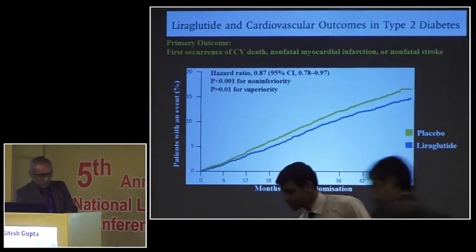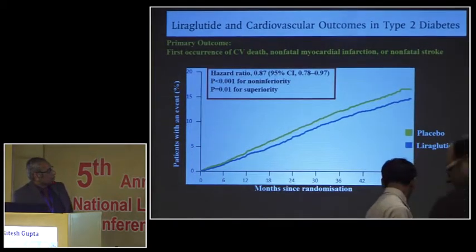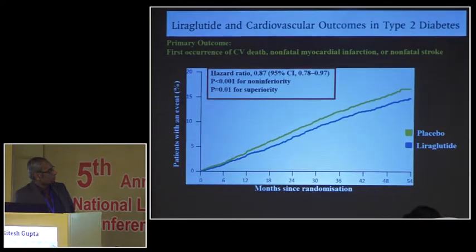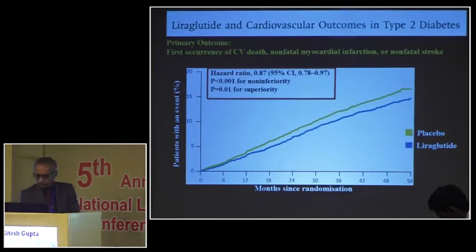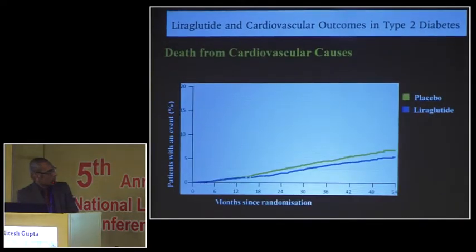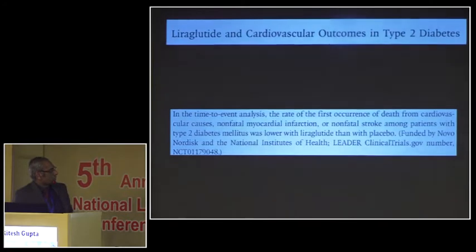And this was interesting, that liraglutide showed benefit in terms of cardiovascular outcomes. The hazard ratio was 0.87, so 13% reduction in primary outcome, which was the first occurrence of cardiovascular death, non-fatal myocardial infarction or non-fatal stroke. Also, the death from cardiovascular causes was also reduced significantly by liraglutide compared to placebo. So they concluded that the rate of first occurrence of death from cardiovascular causes, non-fatal MI or non-fatal stroke among patients with type 2 diabetes was lower with liraglutide than with placebo.